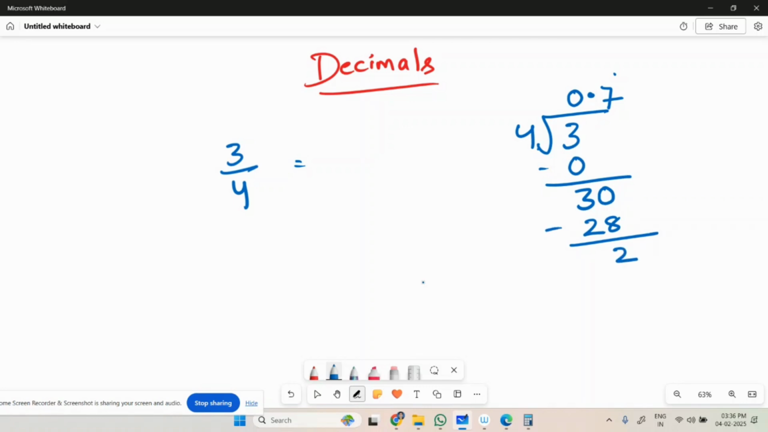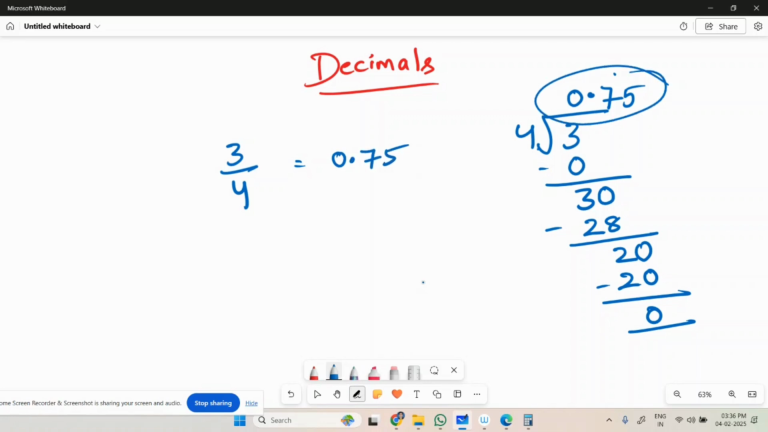Since we have a decimal point, we can put a 0 at the remainder. So 4 times 5 is 20, and we got the remainder 0. Now 3 by 4 is nothing but 0.75. That is what our quotient is. Okay, this is how we can divide.